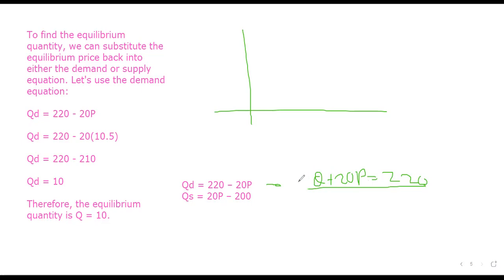What number is there here? There's a 1. 1 to 220. What number is there here? 20. 20 into 220, what do we get? We get 11. So it cuts the P at 11 and the Q at 220.